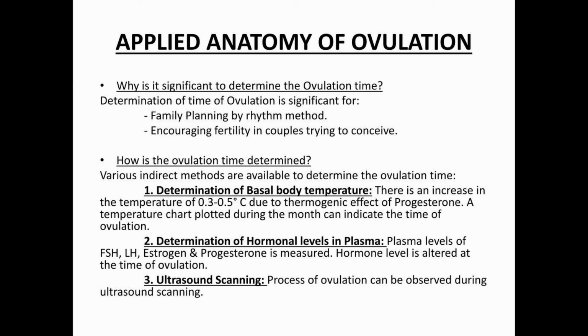First is determination of the basal body temperature. There is an increase in temperature of 0.3 to 0.5 degrees Celsius due to the thermogenic effect of progesterone. A temperature chart plotted during the month can indicate the time of ovulation. Second is determination of hormone levels in the plasma. The plasma levels of follicle stimulating hormone, luteinizing hormone, estrogen and progesterone are measured, as hormone levels are altered at the time of ovulation. Third is ultrasound scanning. The process of ovulation can be observed during ultrasound scanning. So this is the applied anatomy of ovulation.